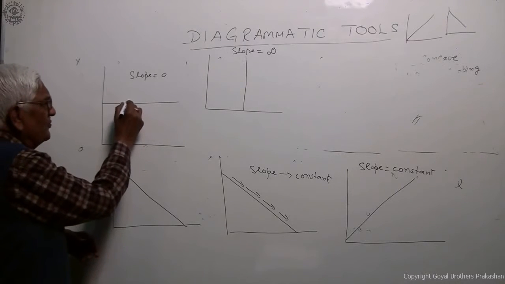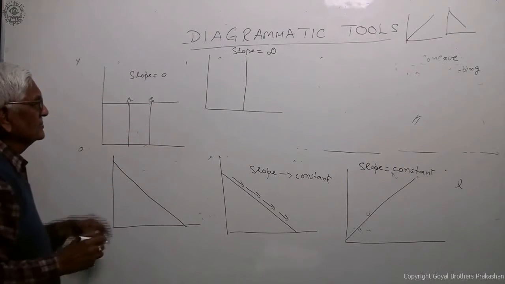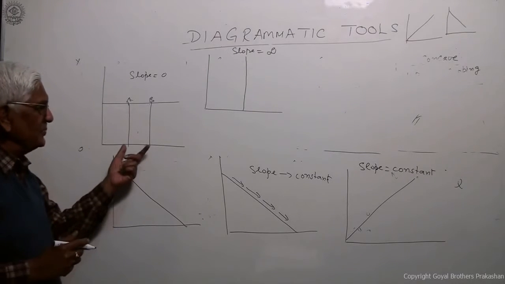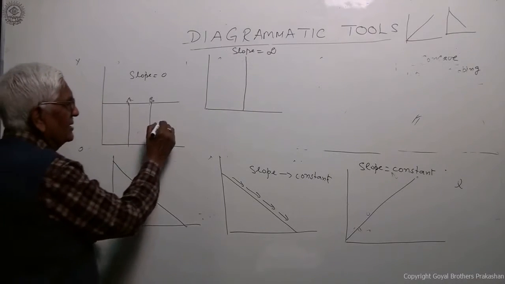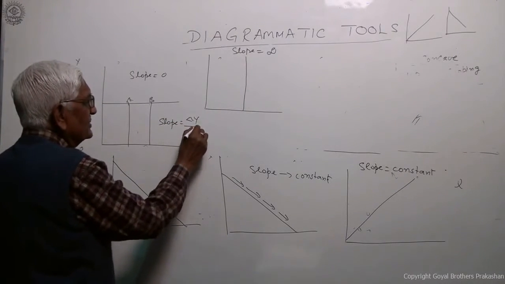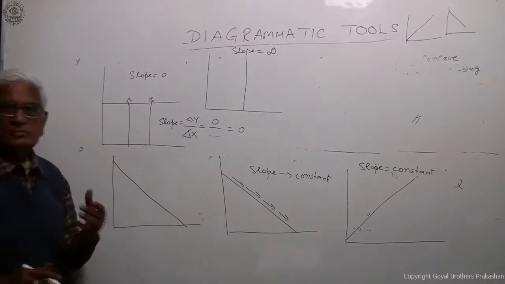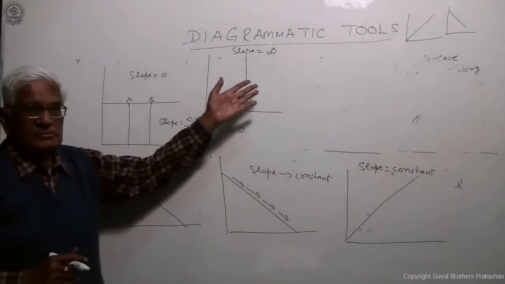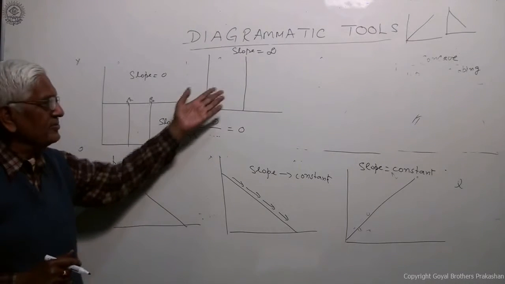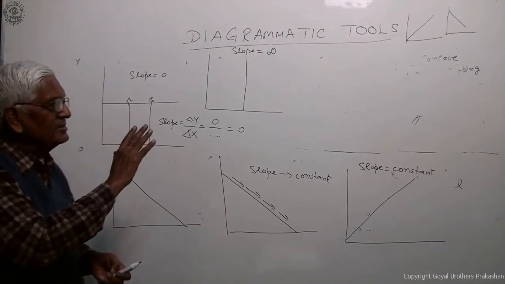For example, suppose you move from A to B. What do you find? From A to B, delta y is 0 and delta x is positive. So if you take slope here as equal to delta y upon delta x, then what do you find? 0 upon whatever it is, the answer would be 0. Similarly here, delta x is 0 and you divide anything by 0, the answer will be infinity. So this is about the behavior of the slope.